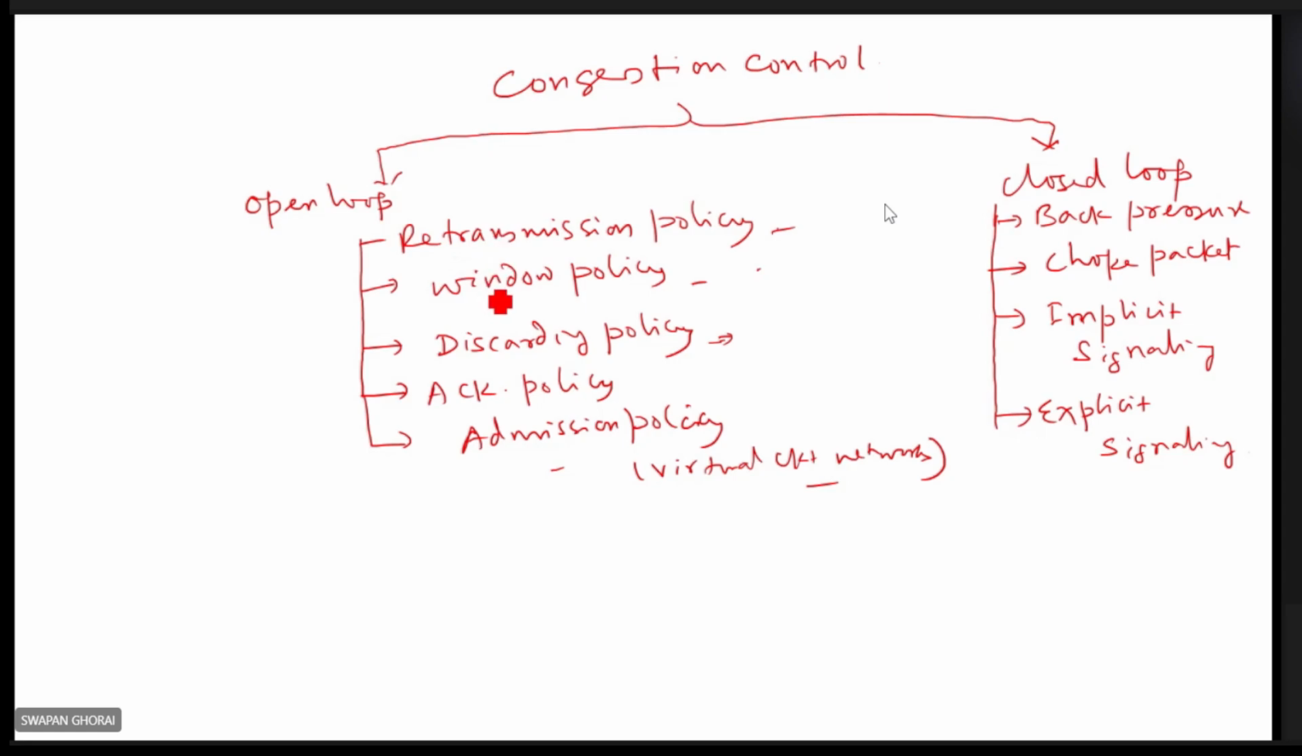And in the closed loop category, next time we'll see, just giving you the hints here. Here, the mechanisms will try to alleviate the congestion after it happens, after the congestion occurs. There are several mechanisms. One is back pressure. In this case, several nodes are there, and suppose a particular node is congested. What will happen?